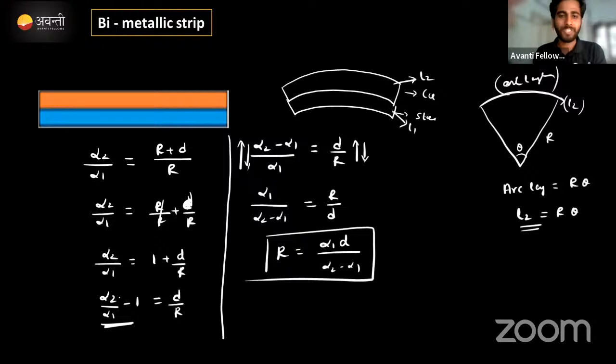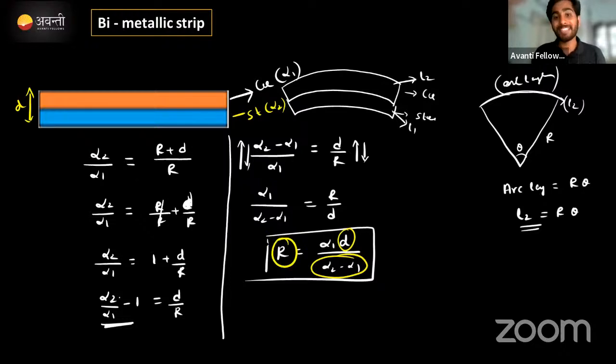Here alpha 1 is the coefficient of expansion of copper, right? And alpha 2 minus alpha 1 means the difference between the two coefficients. Here steel had coefficient of expansion alpha 2; the difference of these two. And D is actually the thickness of this bimetallic strip. How much that arc will bend on heating depends on these three things. This radius depends upon three factors. First is D, the thickness. Second factor is alpha 1, the coefficient of expansion of that particular material, as well as alpha 2. This is all about the bimetallic strip.